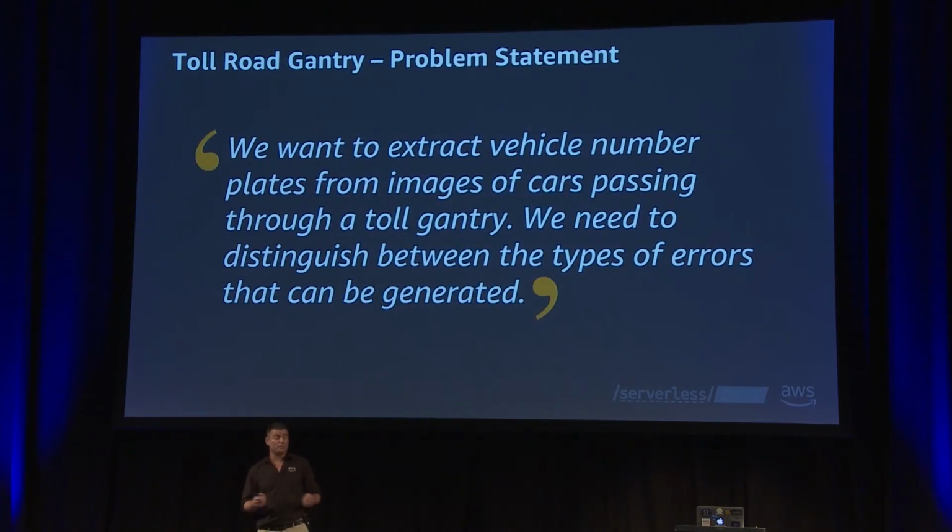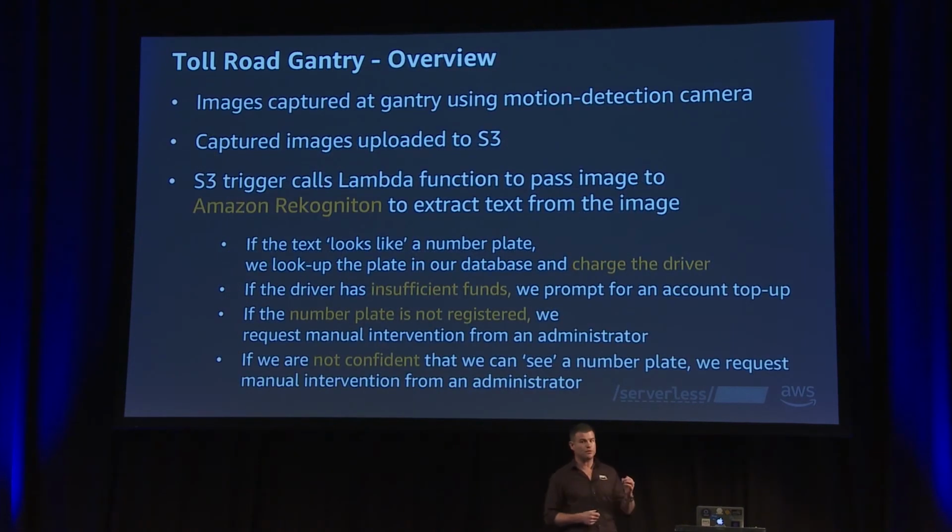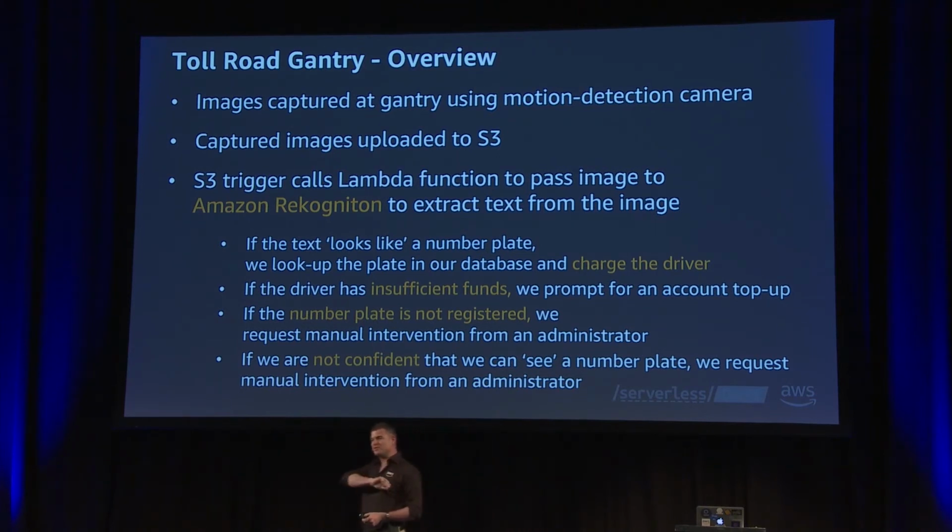So let's say the problem statement is that we want to extract vehicle number plates as the vehicles pass through the gantry, and we want to be able to distinguish between various different types of error. Okay, so the way that this is going to work is that we have an S3 bucket, a camera with a motion detector, which I don't have with me, but trust me. The files are automatically uploaded to an S3 bucket, and we have an S3 trigger, which is an event-based model for firing off a Lambda function whenever an object is put into the S3 bucket.